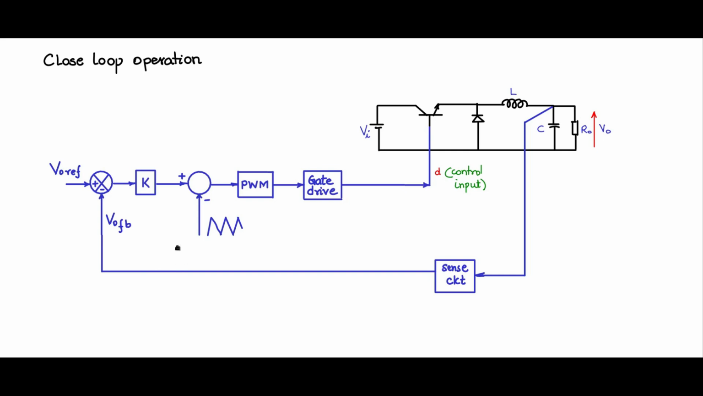So how it operates is that, let us say V naught here increases, so V naught feedback increases. If V naught feedback increases, V naught ref minus V naught feedback will decrease, so error will decrease, and the output of this will decrease. The pulse width modulation signal will change in such a direction as to decrease the drive duty cycle, and therefore once the duty cycle decreases, output will decrease and come back to its original operating point.